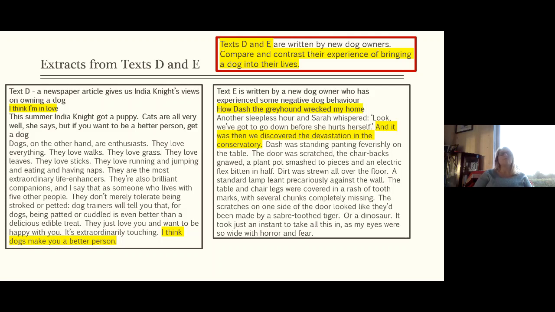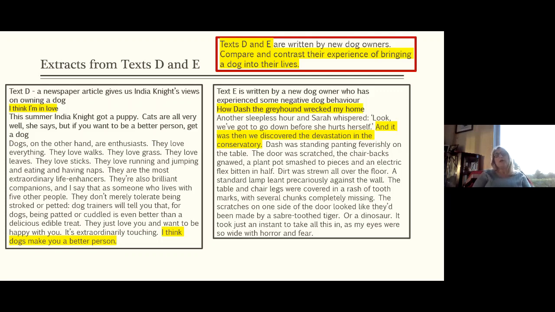Dogs, on the other hand, are enthusiasts. They love everything. They love walks, they love grass, they love leaves, they love sticks. They love running and jumping and eating and having naps. They are also the most extraordinary life enhancers. They're also brilliant companions, and I say that as someone who lives with 5 other people. They don't merely tolerate being stroked or petted. Dog trainers will tell you that for dogs, being patted or cuddled is even better than a delicious edible treat. They just love you and want to be happy with you. It's extraordinarily touching. I think dogs make you a better person. So that's Indian Knight's view of owning a dog.